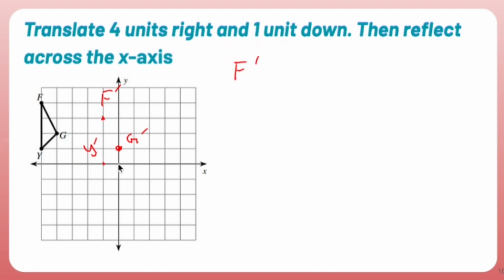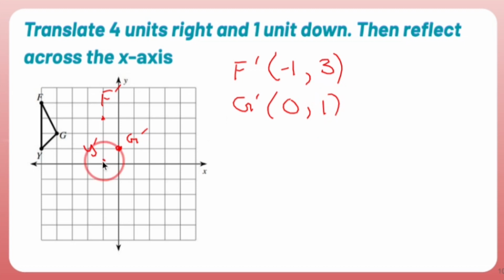F prime. Starting from the origin, the way I get to F prime is I go left 1, up 1, 2, 3. So left 1 is negative 1. Up 3 is positive 3. Okay, G prime has me starting at the origin, not moving left or right, so that's 0, and having me move up 1, so 0, negative 1 is G prime.